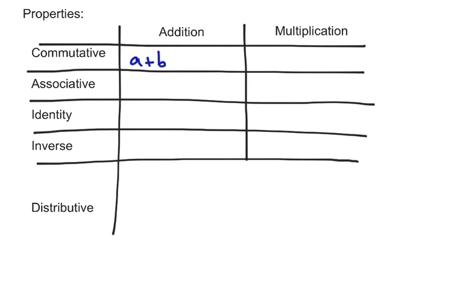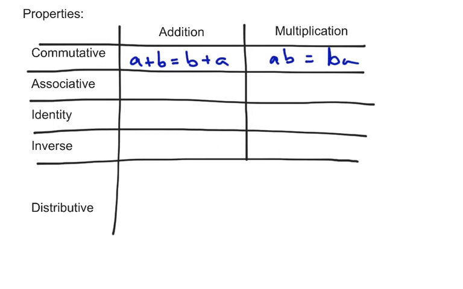So if we have A plus B, we can add them in the opposite order, and we'll still get the same answer. 5 plus 7 is the same as 7 plus 5. And multiplication works the same way: we can multiply in either order, and we'll get the same answer.